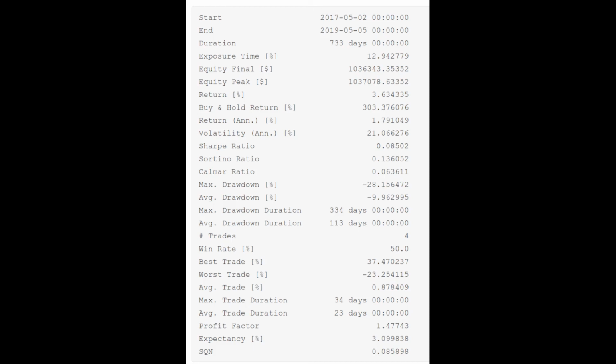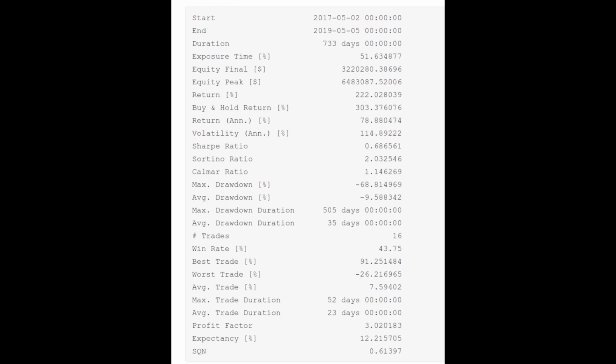Very bad, isn't it? Only 3% gains in 2 years. Look at buy and hold. 100 times that. And here are the results for the original N1 equals 10 and N2 equals 20. Much better than the optimized one.